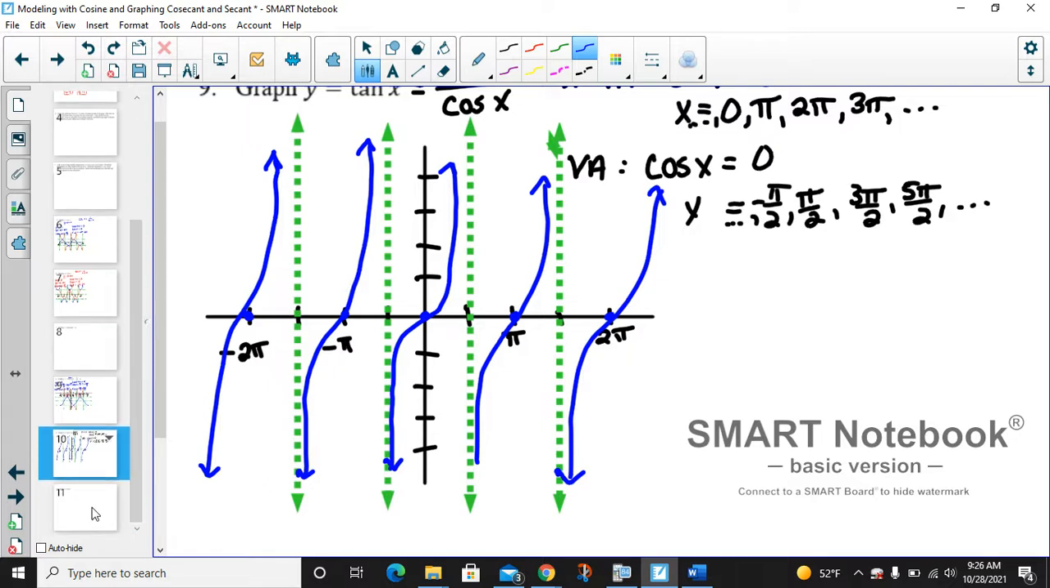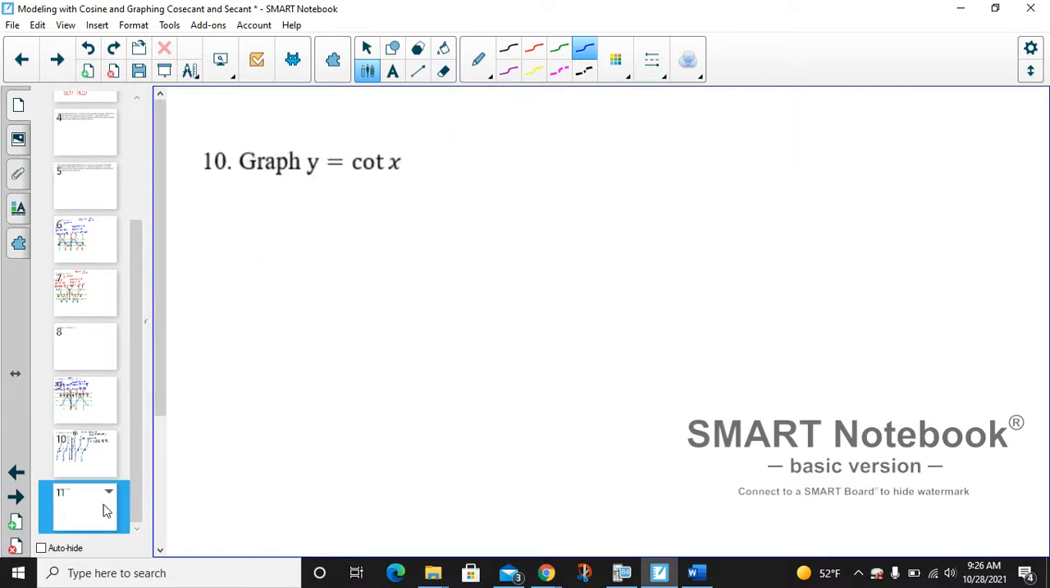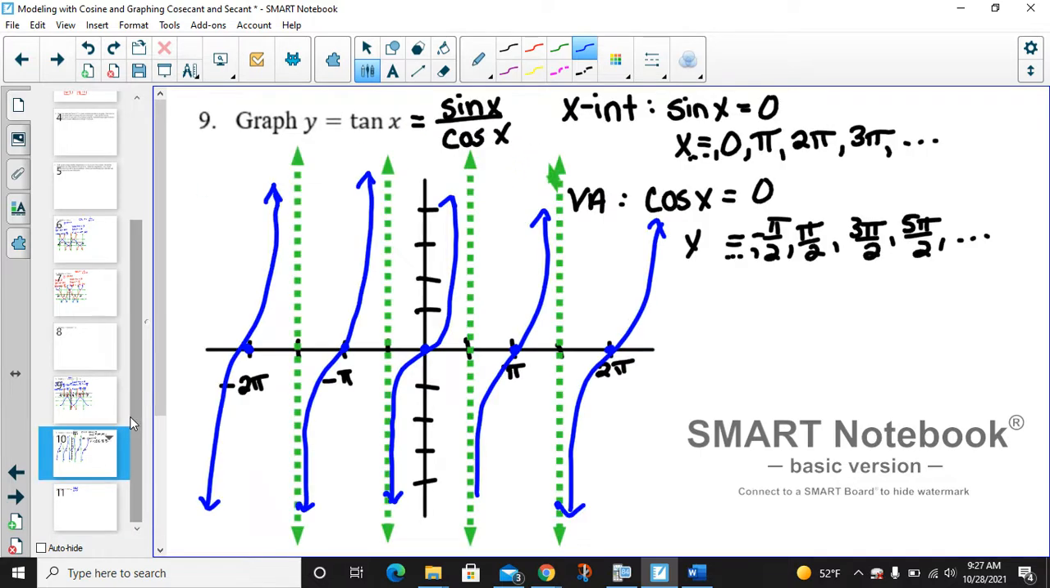Now this one is just the exact opposite, right? Cotangent is actually cosine of x over sine of x. So basically, if we go back up here, all we're doing is flipping the x-intercepts and the vertical asymptotes. So now my vertical asymptotes are going to be at 0, pi, 2 pi, 3 pi, and my x-intercepts are going to be at pi over 2, 3 pi over 2, etc.